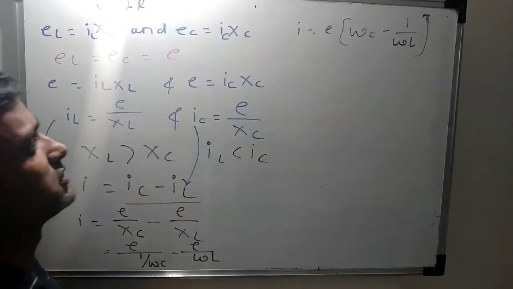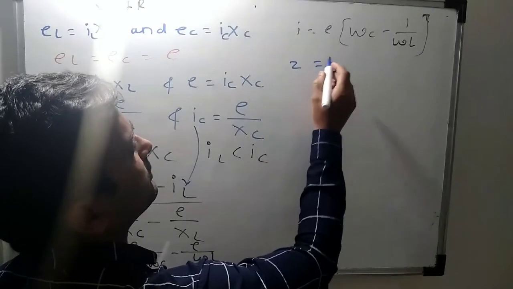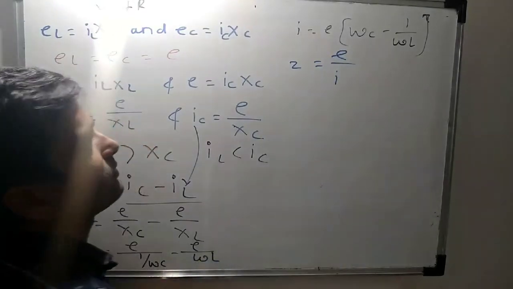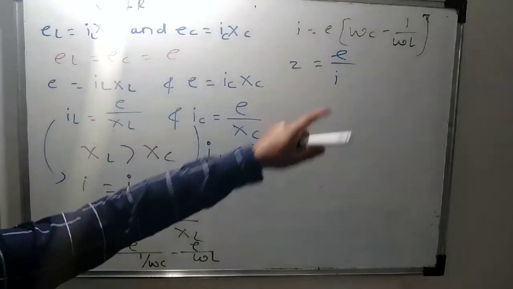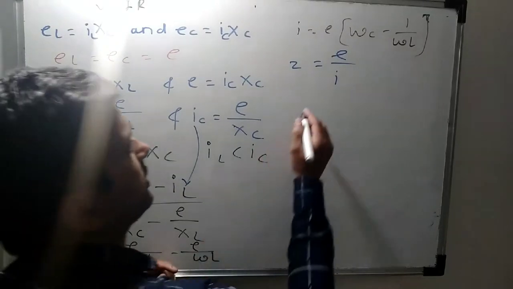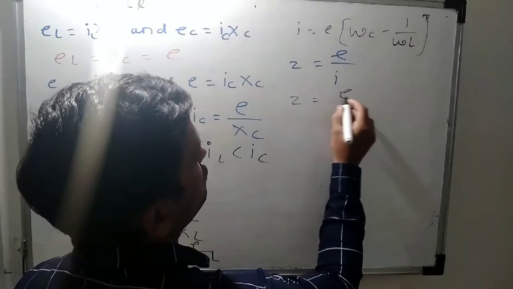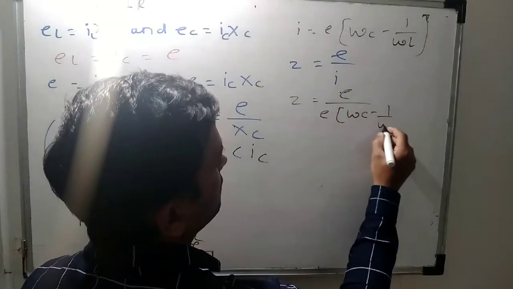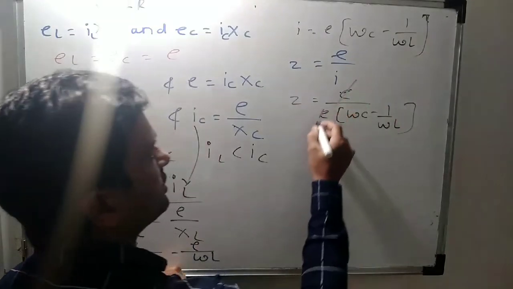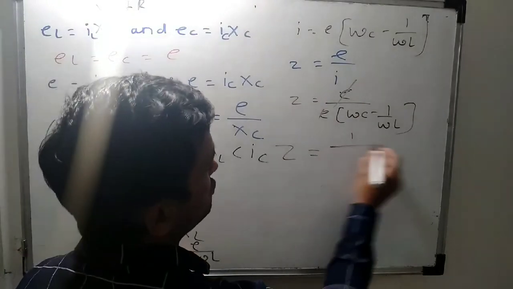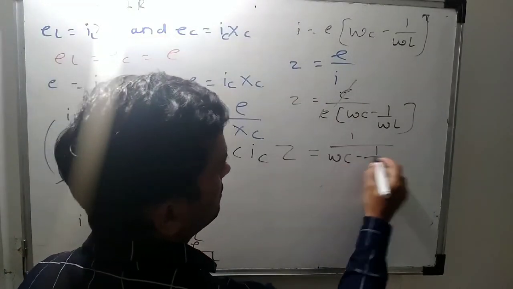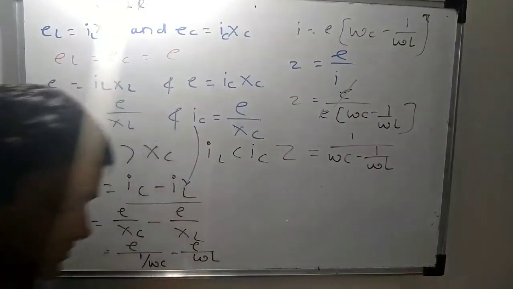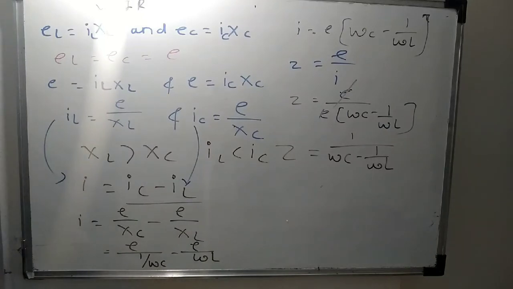Impedance of the circuit is nothing but E upon I. If you put the value of I here, then what will happen? Z is equal to E upon E times (omega C minus 1 by omega L). So E will be cancelled. Z is equal to 1 by (omega C minus 1 by omega L). The condition for the resonance is the same.